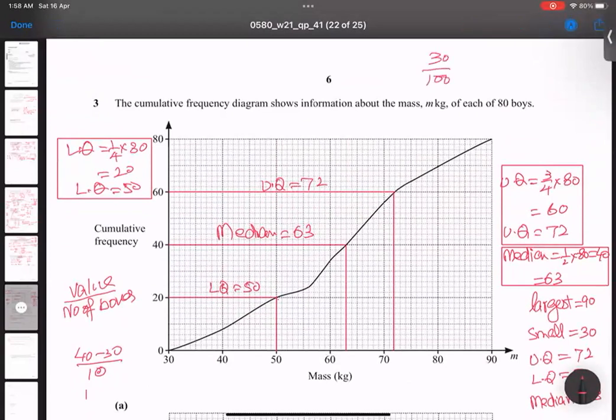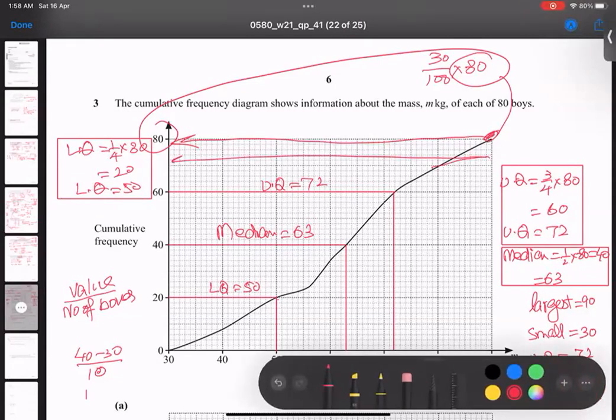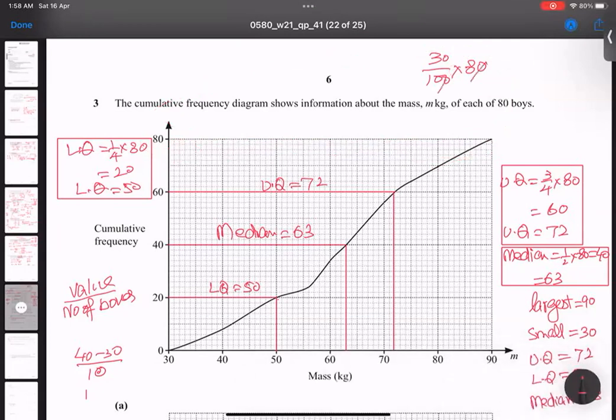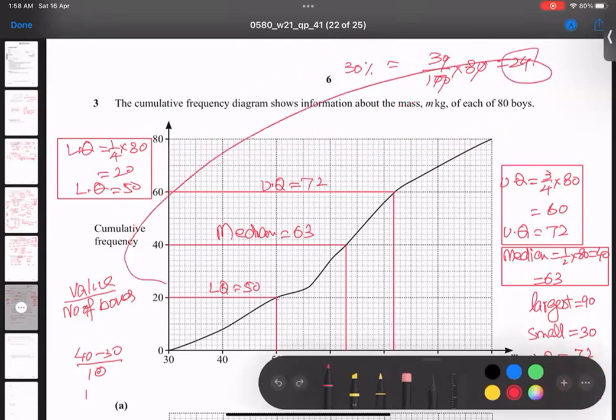30 by 100 times the total frequency, which is 80. Where the graph ends, that value along the y-axis is called the total frequency. So make sure about it. This point is very clear. And this cancels out, giving 24. This is called the 30th percentile. Okay, 24. Where is the 24? Along the y-axis.